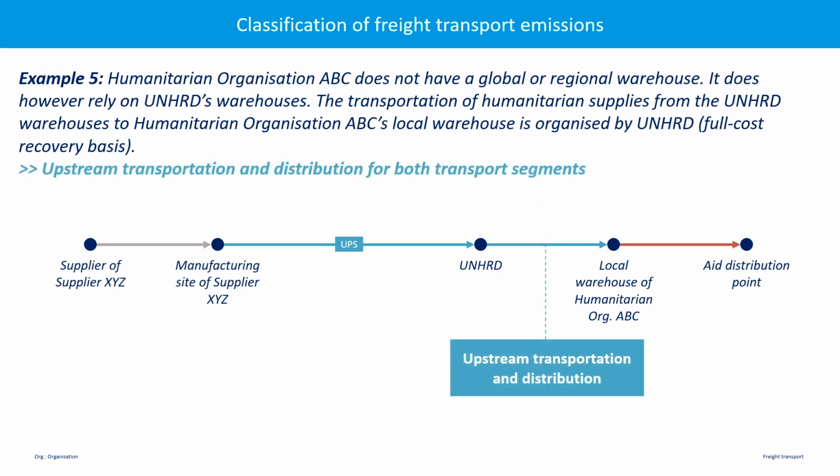This would again fall under the upstream transportation and distribution emissions category. It does not matter that we have a UNHRD warehouse here. The transport segment is still an internal movement, not yet directed to aid distribution points and beneficiaries. Plus, humanitarian organization ABC is actually paying UNHRD for the transports.